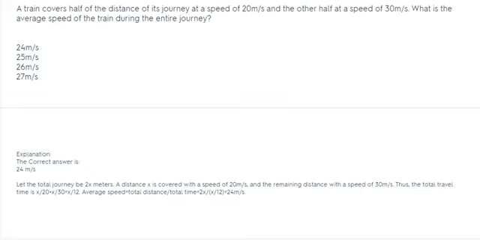Let the total journey be 2x meters. A distance x is covered with a speed of 20 meters per second and the remaining distance with a speed of 30 meters per second. Thus, the total travel time is x/20 plus x/30 equals x/12. Average speed equals total distance over total time equals 2x/(x/12) equals 24 meters per second.